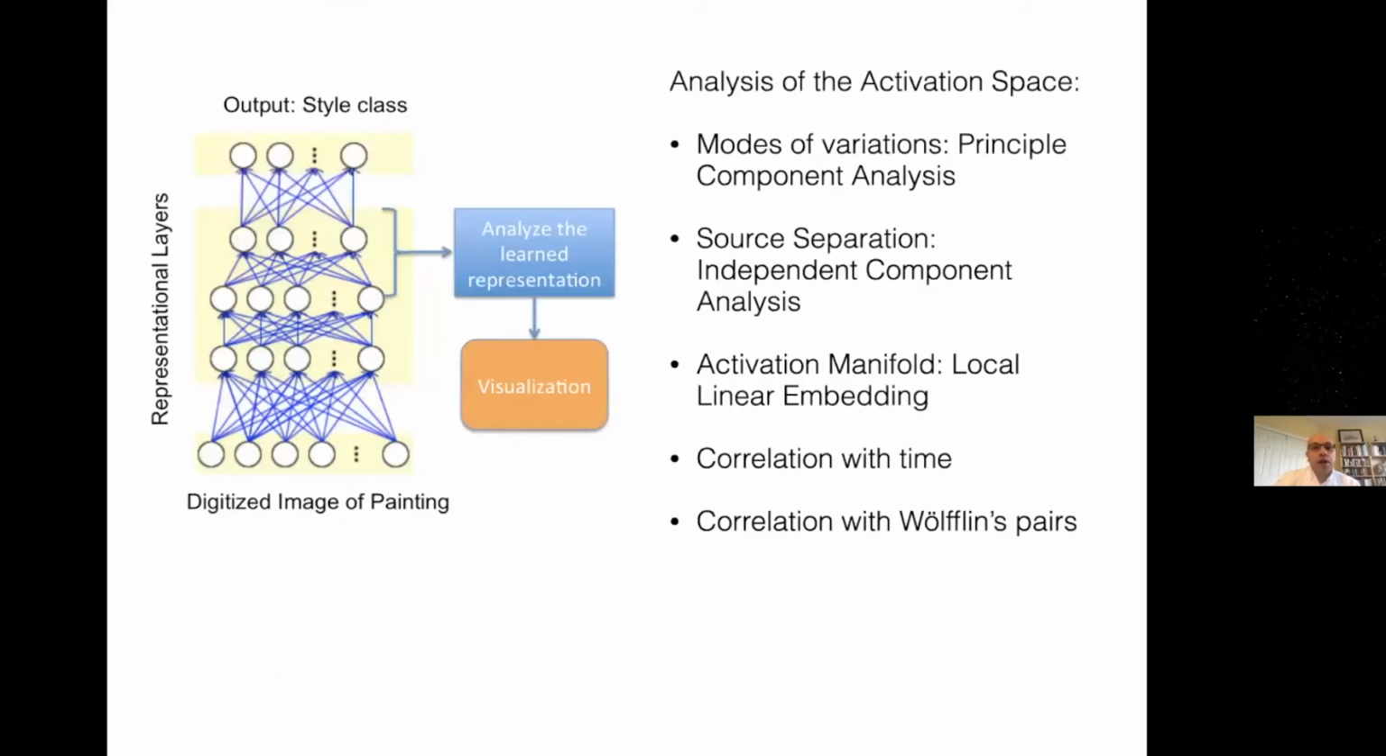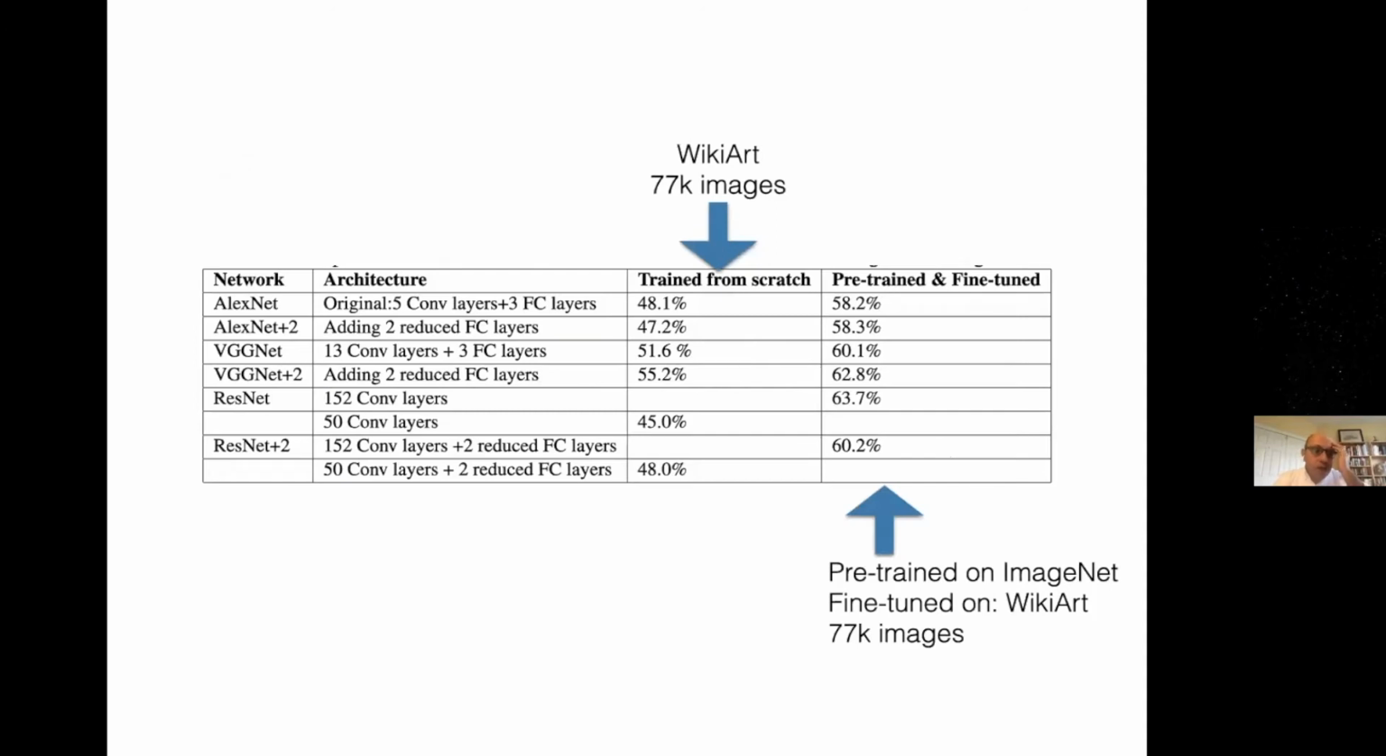Doing things like principal component analysis on the activation, source separation, ICA, looking at the manifolds of activations, doing correlation with time, correlation with Wölfflin pairs, all these kinds of analysis we have done to understand the representation. And here are some of the results that we found. So this is the first thing that's very interesting.